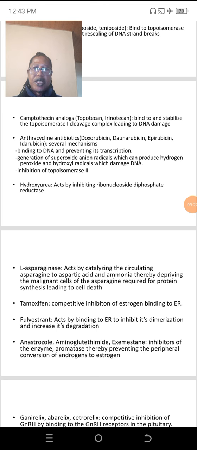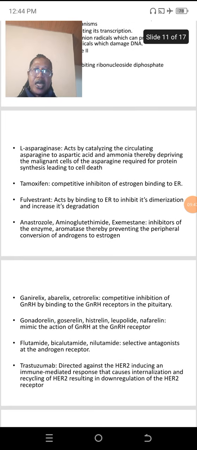Tamoxifen is a competitive inhibitor of estrogen binding at the estrogen receptor. Fulvestrant acts by binding to estrogen receptor to inhibit its dimerization and increase its degradation. Anastrozole, aminoglutethimide, exemestane, all are inhibitors of the enzyme aromatase, thereby preventing the peripheral conversion of androgens to estrogen.